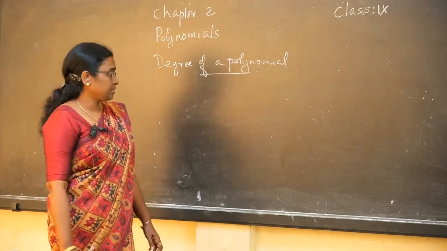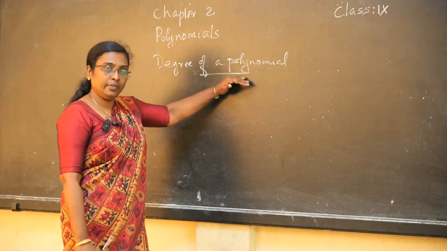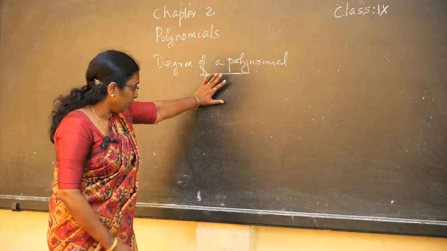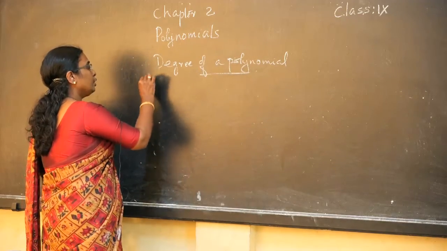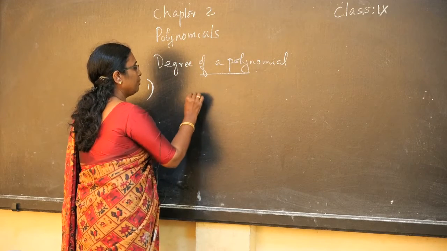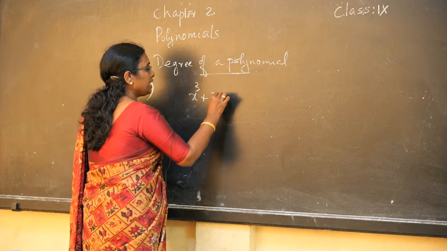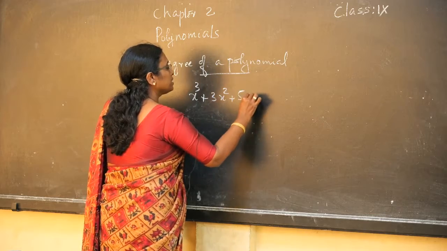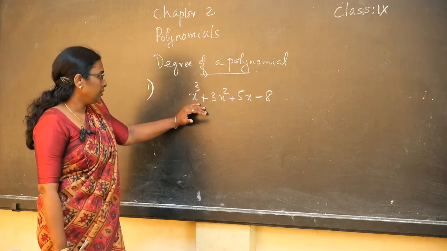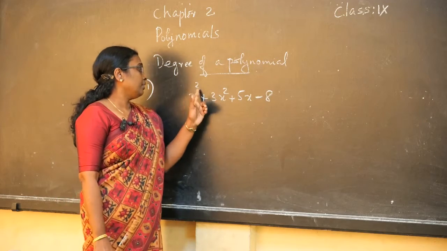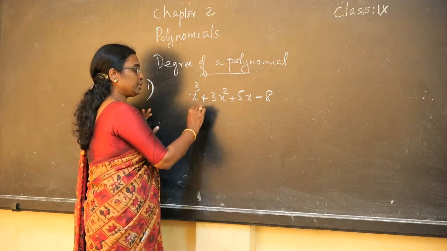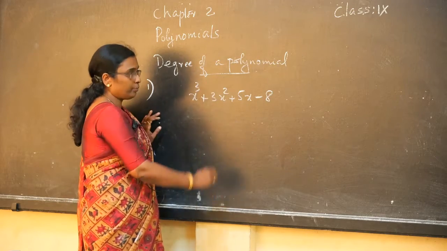There are two cases: a polynomial involving one variable and a polynomial involving more than one variable. First case is a polynomial involving one variable. Let us consider the example, x cube plus 3x square plus 5x minus 8. What is the degree of this polynomial? It is the highest exponent among the terms. The highest exponent of a term is called the degree of a polynomial.